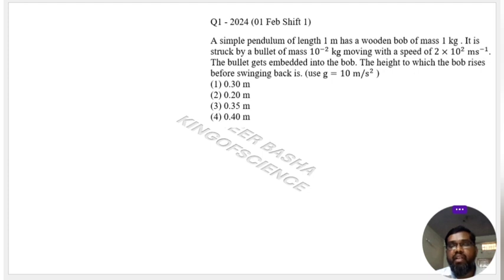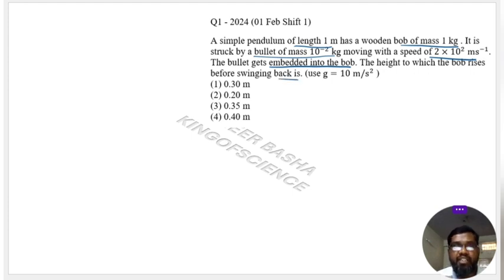A simple pendulum of length 1 meter has a wooden bob of mass 1 kg. So the simple pendulum length is given, that is 1 meter. The mass of the bob is also given, 1 kg. It is struck by a bullet of mass 10 power minus 2 kilograms moving with a velocity of 2 into 10 power minus 2 meters per second. It is clearly mentioned the bullet gets embedded into the bob. Find the height to which the bob rises before swinging back.